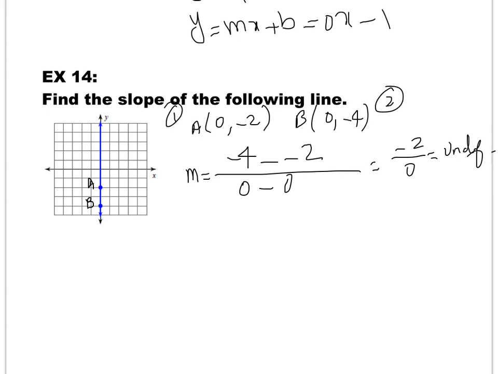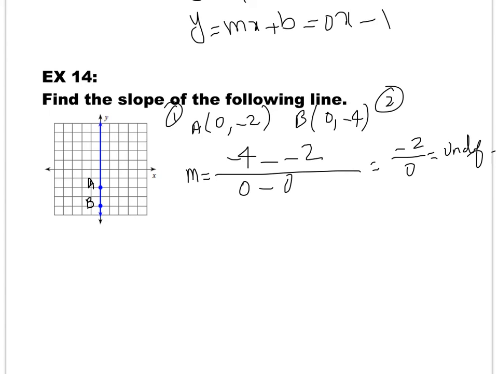What is the y-intercept here? What is the y-intercept? There is no y-intercept here. Okay?